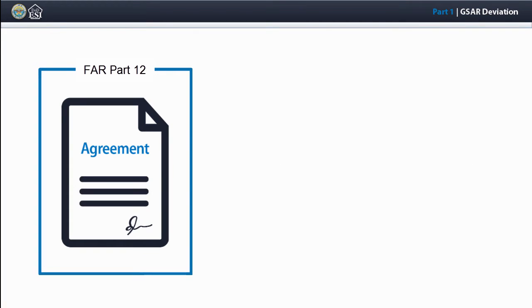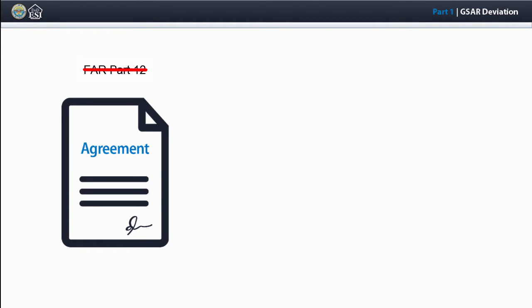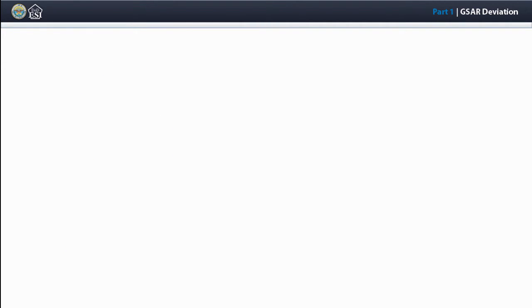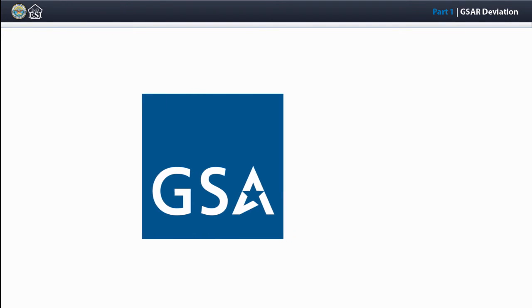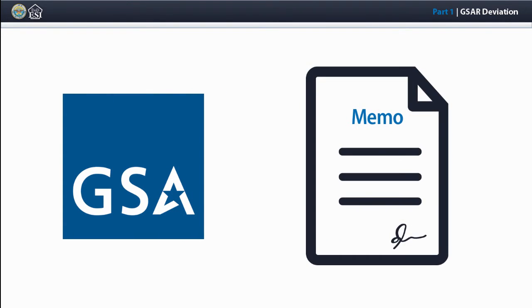If, on the other hand, their contracts were not executed under FAR Part 12 procedures, GSA contracting officers must incorporate the following clause instead. GSAR 552.232-78 Commercial Supplier Agreements. In September 2015, GSA leadership released a supplemental memo that provided additional clarification.